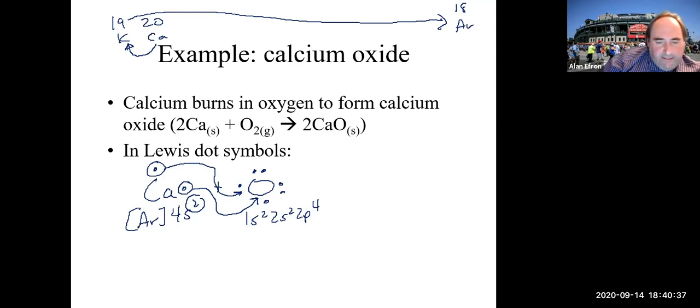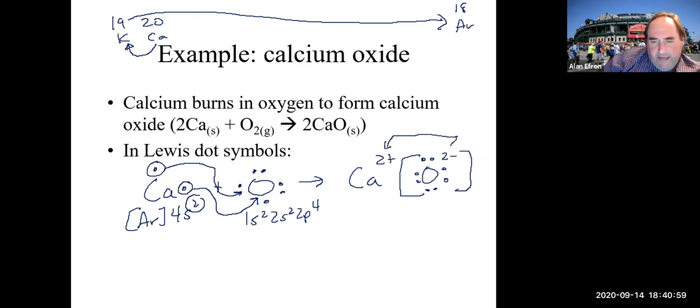And when it does so, the calcium, because it lost those 2 electrons, will now become positively 2 charged. The oxygen will gain those 2 electrons and become negatively 2 charged. And again, the positive 2 here and the negative 2 here is what's going to hold that together. And that again is an ionic bond.